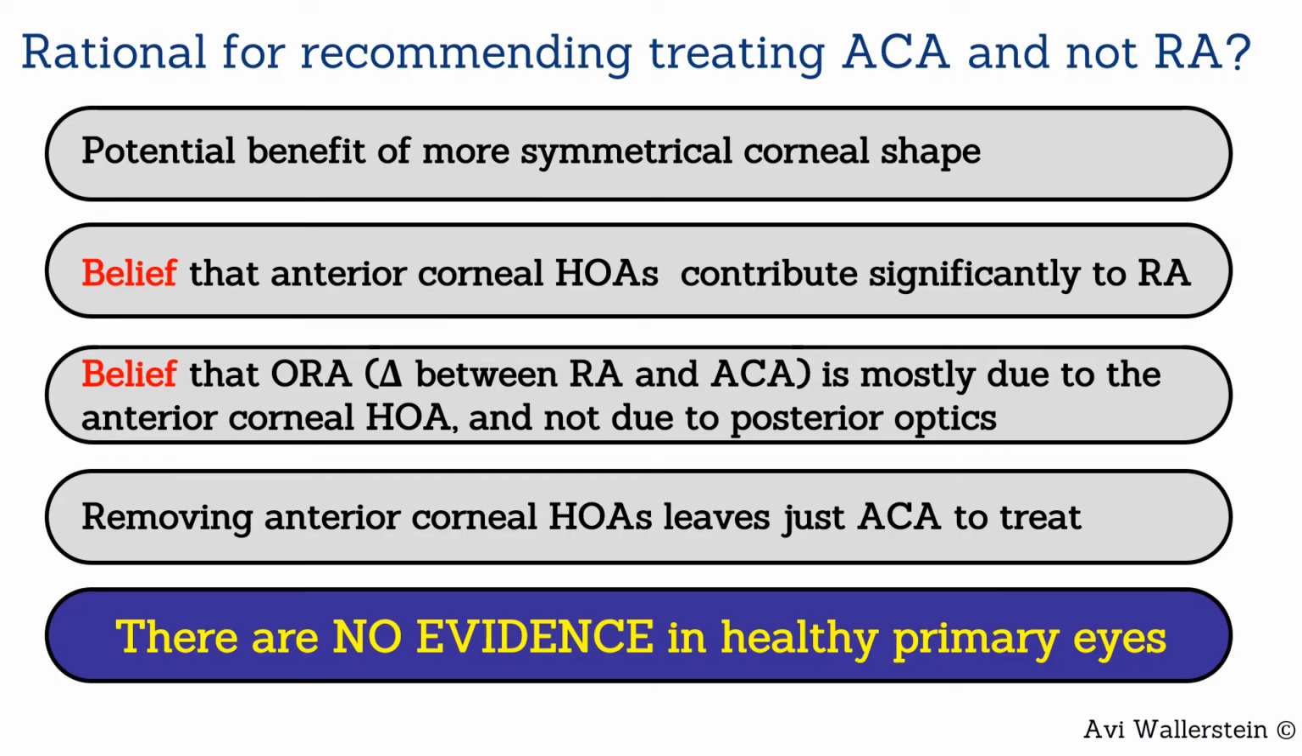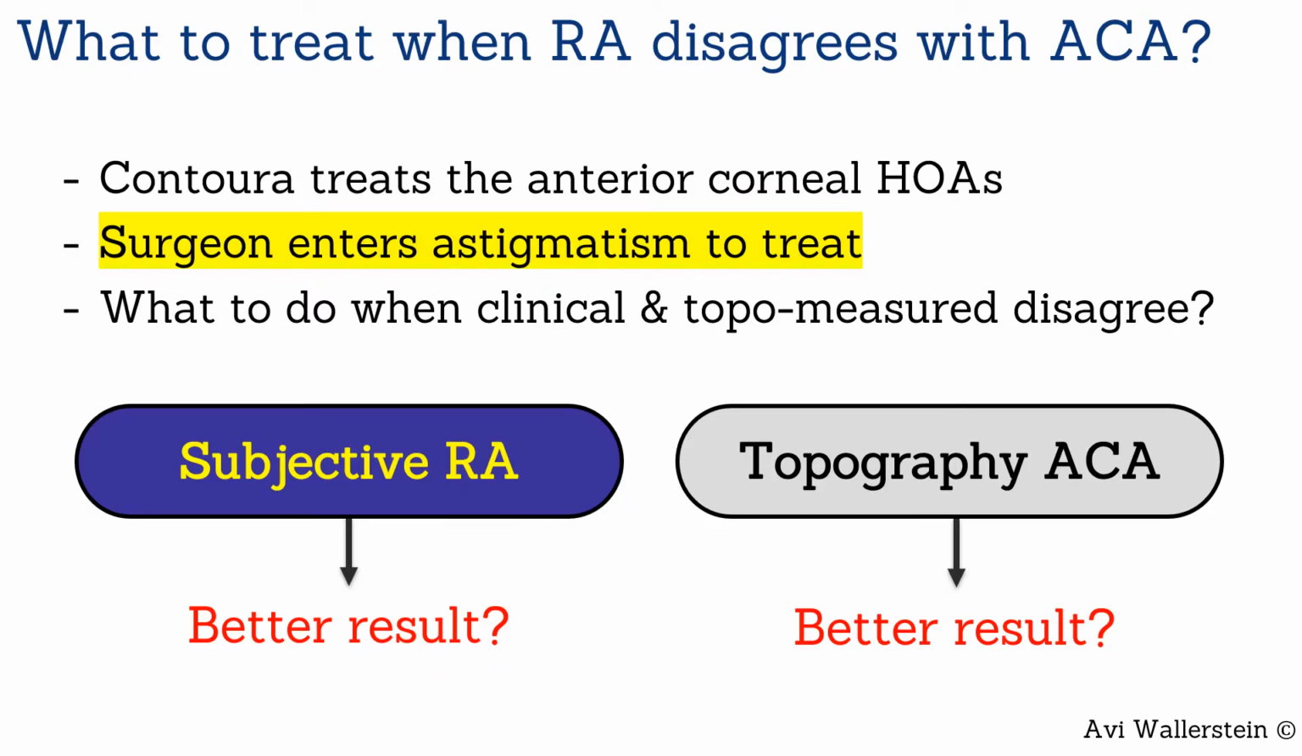The recommendation to treat on ACA is based on a potential benefit of a more uniform and symmetrical corneal shape, and the belief that ORA is mostly due to anterior corneal HOAs and not PCA, and that removing the HOA just leaves ACA to treat. But there is no evidence to back that. So what astigmatism should we treat when refractive astigmatism and topo-measured astigmatism disagree? Subjective RA or topo ACA?